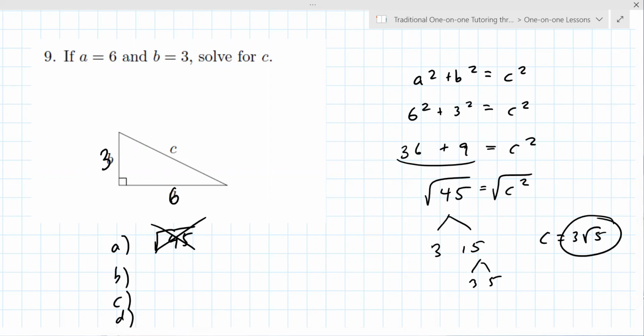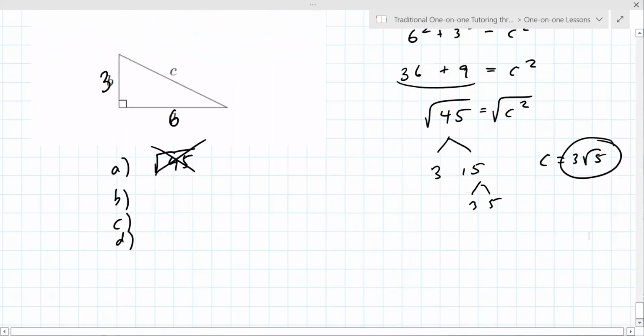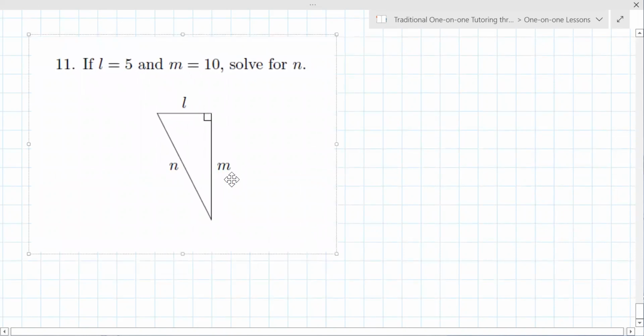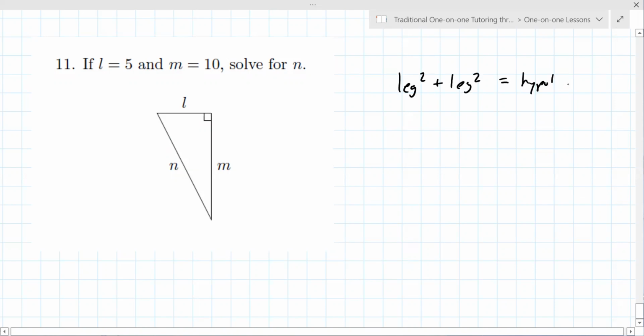All right, so here's how the problems get more difficult. This is important for you to see. So this time there's no A, B, and C. There's L, M, and N. Okay, but this is really like A, and this is really like B, and this is really like C. But I wouldn't write that. I would remember the words. I would remember that it's the leg squared plus the leg squared equals the hypotenuse squared.